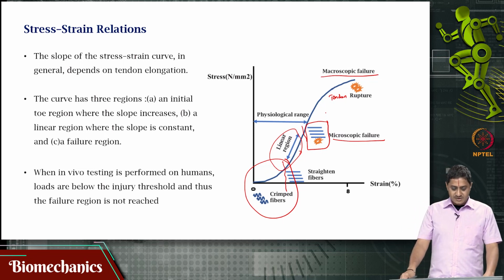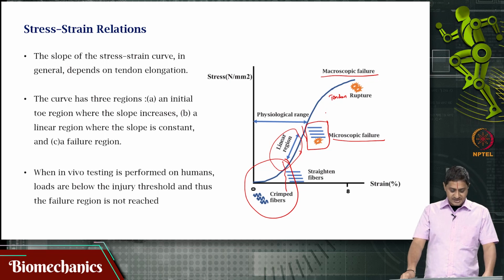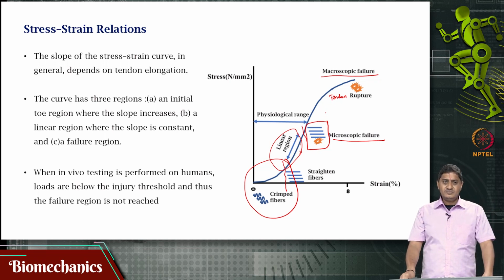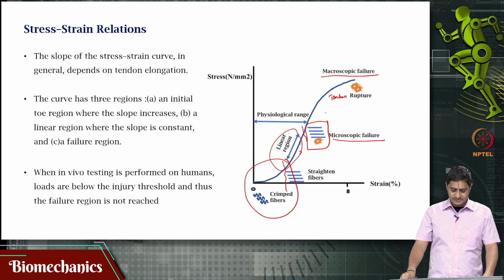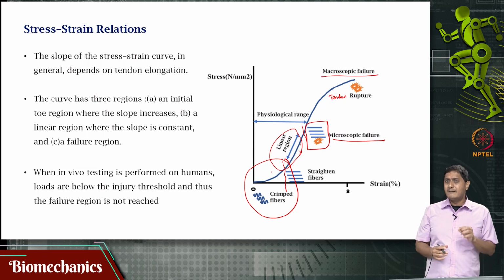So, when you perform in vivo testing on humans, how do you perform this, by the way? Using imaging techniques, of course. Loads are below the threshold of injury, and the failure region is almost never reached in daily life. Almost always the region of operation for a tendon is in the non-linear region or the toe region, for most tendons, but there are exceptions.